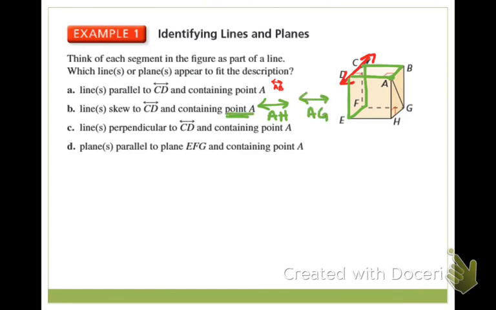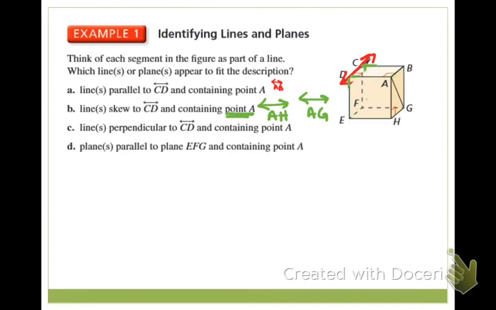So remember, we want to contain point A. GH is skew, but it doesn't have point A. So AH, AG. Now, I'm not saying the other ones were wrong. They just didn't have point A. So they were wrong.